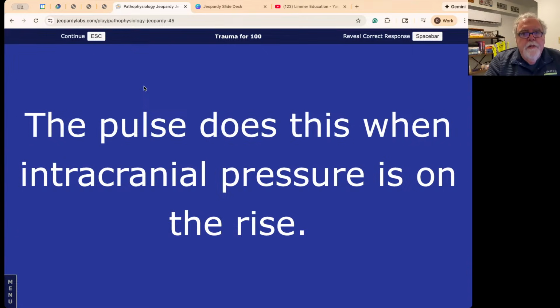The pulse does this when intracranial pressure is on the rise. What would that be? And I've got to tell you, there's a couple things that my students almost always have trouble with, and when I talk to people and teach classes, it's the same thing. Vital sign trends and left versus right heart failure. Those are tough ones.